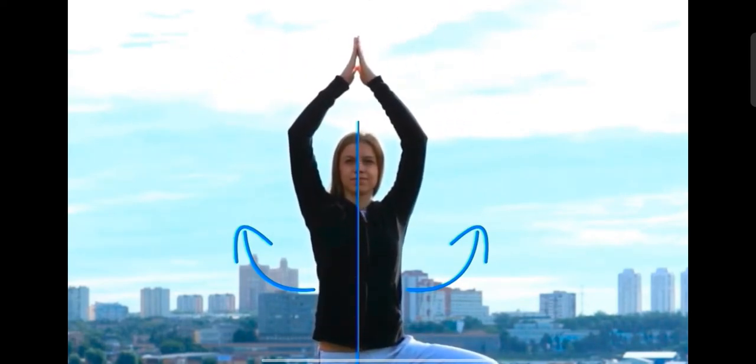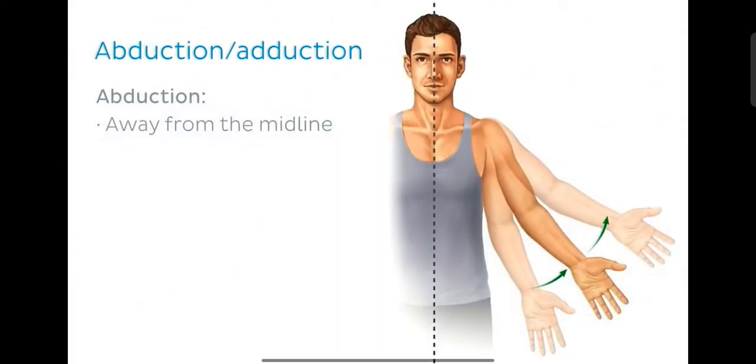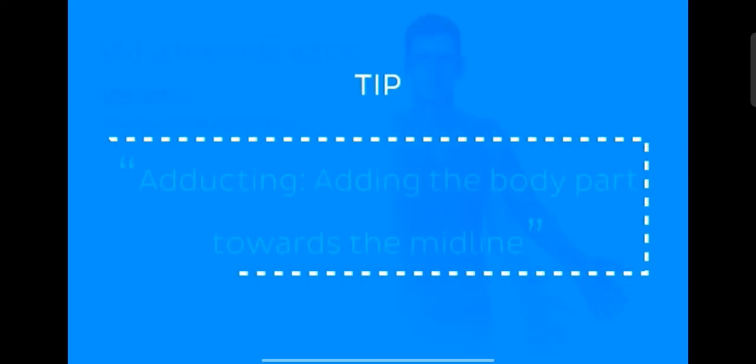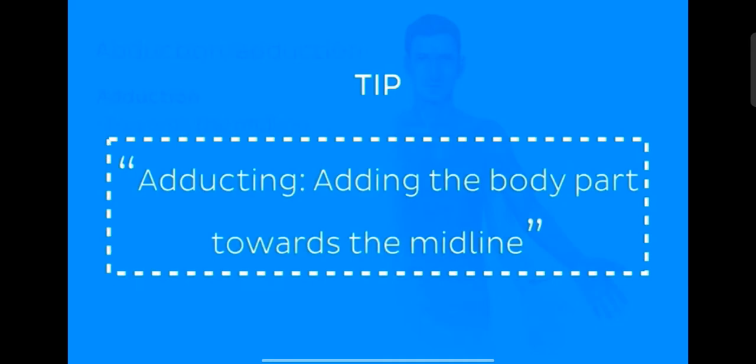Remember that to abduct something means to take it away. So in our shoulder example, the arm is moving away from the midline and can continue up to above the head. Then the other one is adduction, which is the motion towards the midline. A convenient way of remembering which is that with adduction, you are adding the body part towards the midline. Just a trick here that you can use.